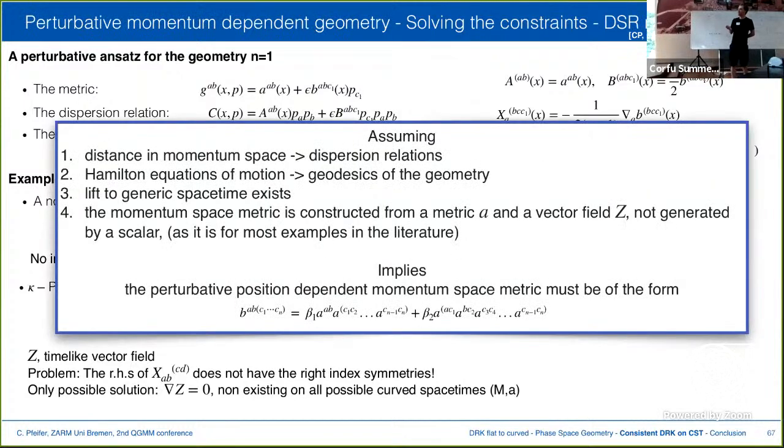And the conclusion is, if you really want these four axioms to be satisfied, so that the distance in momentum space gives you the dispersion relation, that the Hamilton equations give you the geodesics of the geometry, that a lift to generic spacetimes exists. So not that you can only lift a certain modification of the momentum space metric to a certain curved spacetime, and then you can consider these models where there is a vector field appearing in the momentum space metric as for Kappa-Poincaré. And then the implication is that this perturbation actually is not allowed to depend on such a vector field. That means that you need to find a representation of your deformed relativistic kinematics in curved momentum space, where the momentum space metric only depends basically on a metric. Okay, and this is already it.